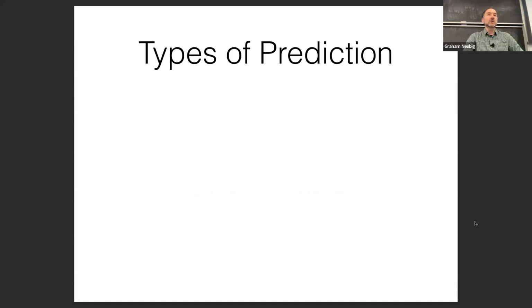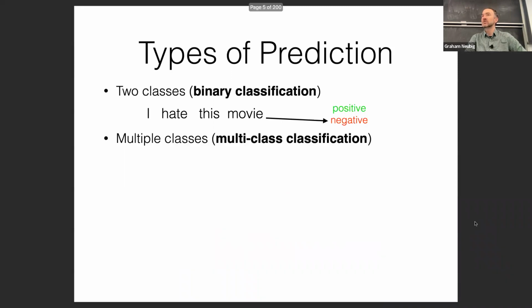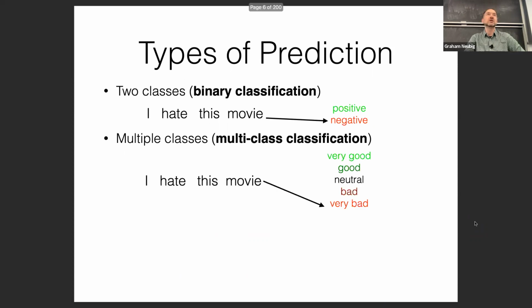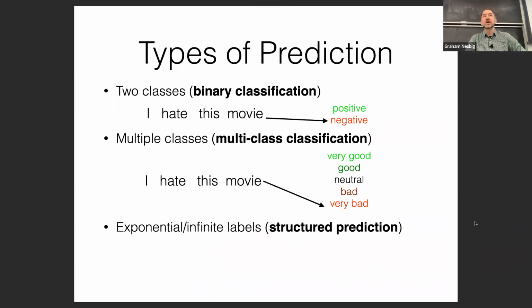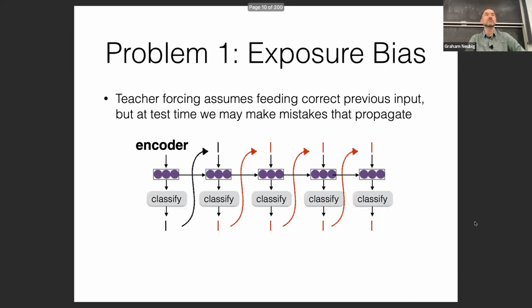So one of the things we talked about when we first started out was different types of prediction. We talked about binary classification, where we try to classify into one of two labels. We talked about multi-class classification, where we classify into a fixed set of labels, like 5 or something like that. And then we also talked about exponential and infinite label spaces for structured prediction, like part-of-speech tagging, which has an exponential space, or sequence-to-sequence modeling, which has essentially an infinite space because the length is unbounded.